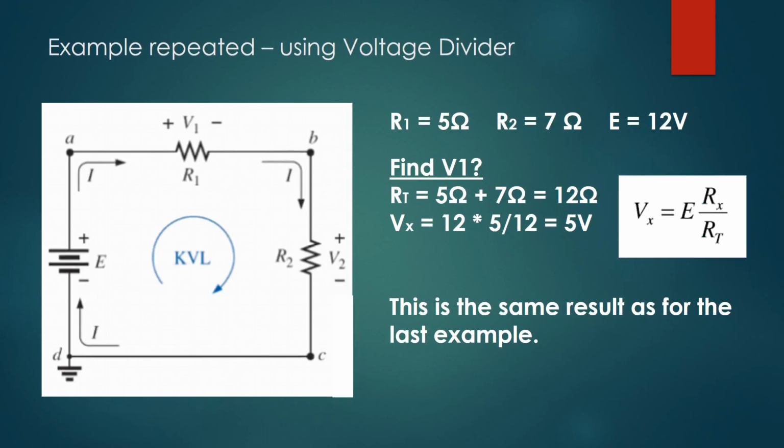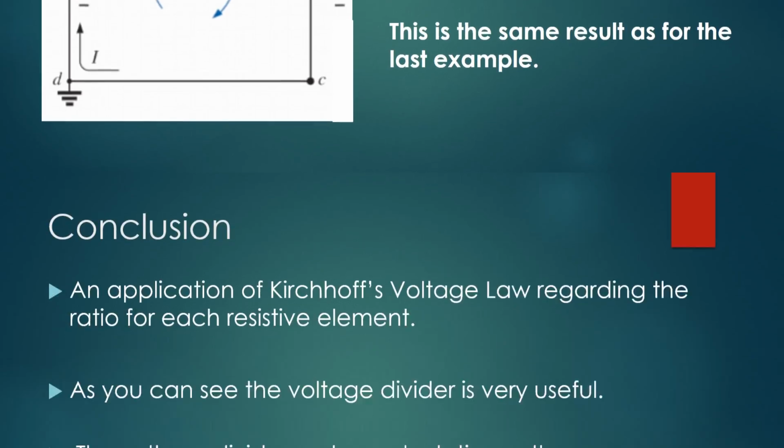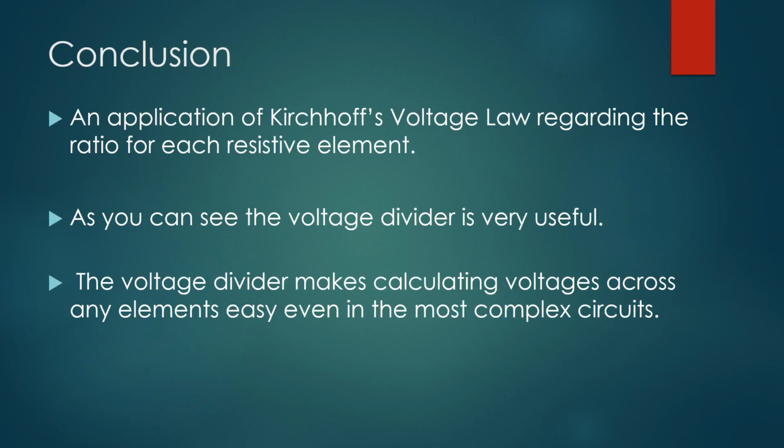Just for an example, using the voltage divider. So this is a much more common sort of question that will be given. You're not going to be given, like in the previous example, a voltage across a resistor. You usually just know the resistance value. So calculating V1, we know R1 is 5 and R2 is 7, and the source is the same as 12 volts. Sub it all in, we get V1 to be 5 volts, same as the previous example, so voltage divider definitely does work.